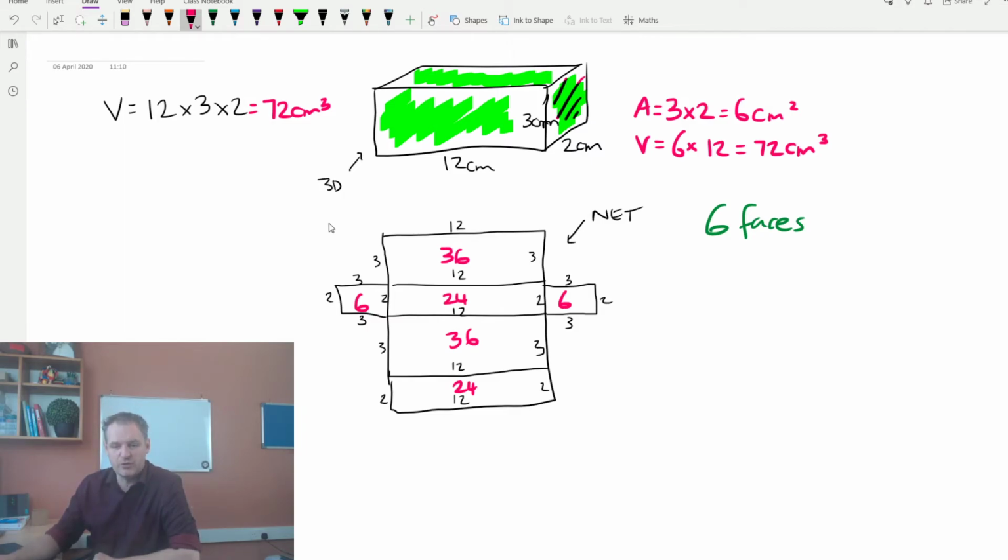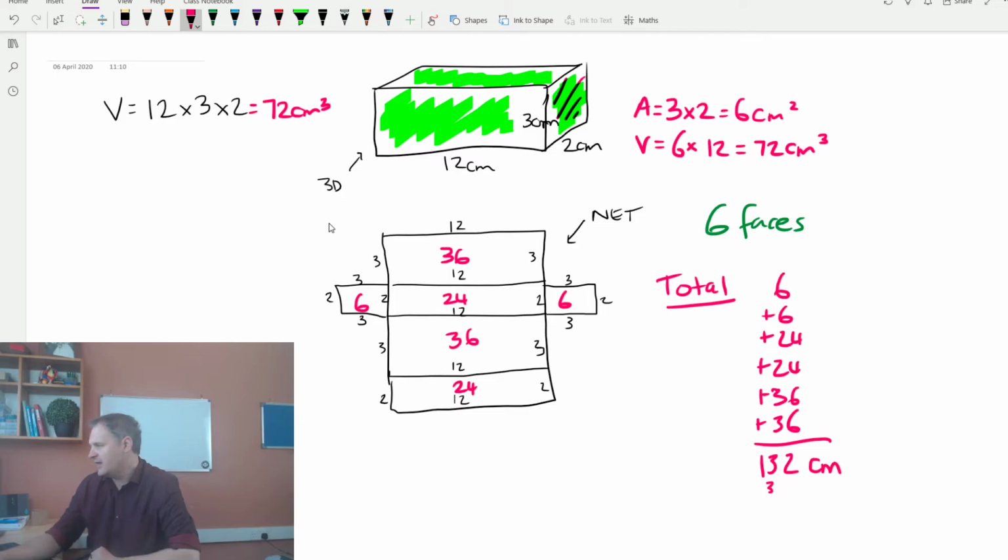So then to find the total, we then have to do a calculation of 6 plus 6 plus 24 plus 24 plus 36 plus 36. And then we go 32. I'm sure you all make that noise when you're working things out, right? 3 and 6 and 9, 11, 13, 132. Now, this is where, Thial, this is centimetres squared.